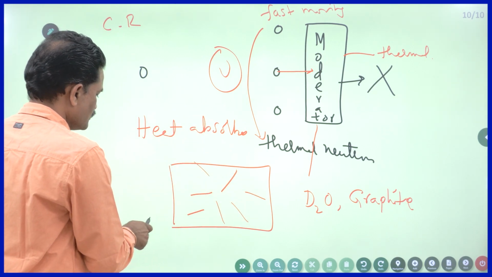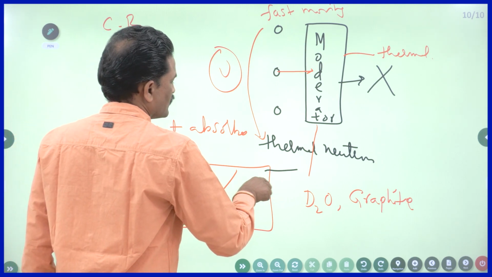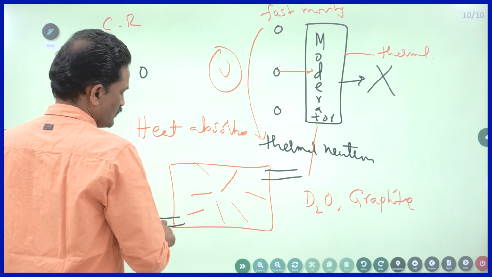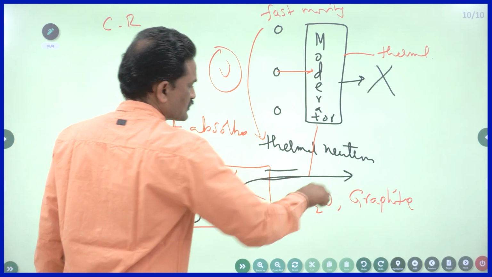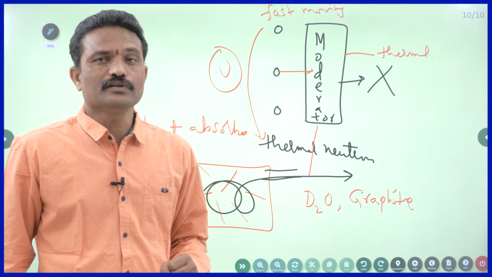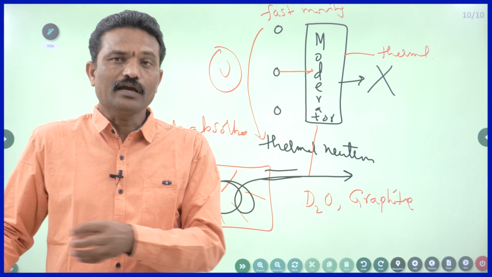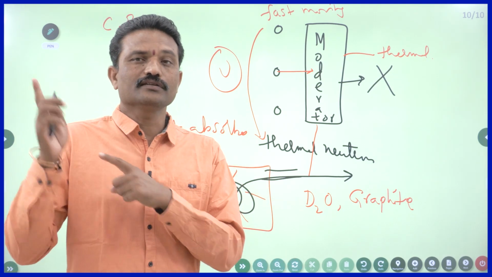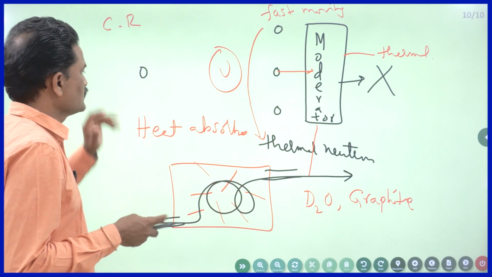So what I do, I send cool water. Then this will become steam or hot water. So this cold water carries the total heat and takes it out. So what is the duty of the coolant? The duty of the coolant is to remove the heat from the core of the nuclear reactor. I utilize this heat to run the turbine. Is this clear? Right. So this is the fourth part.